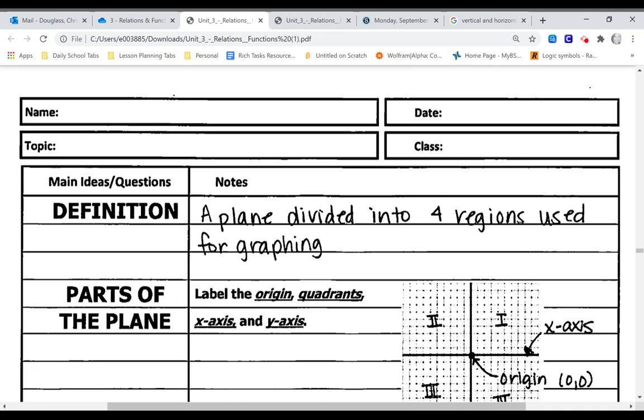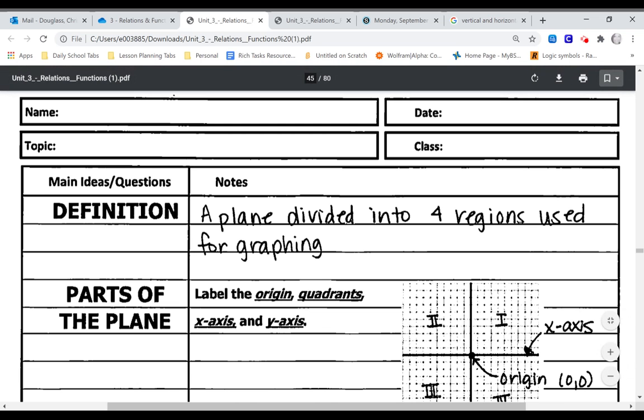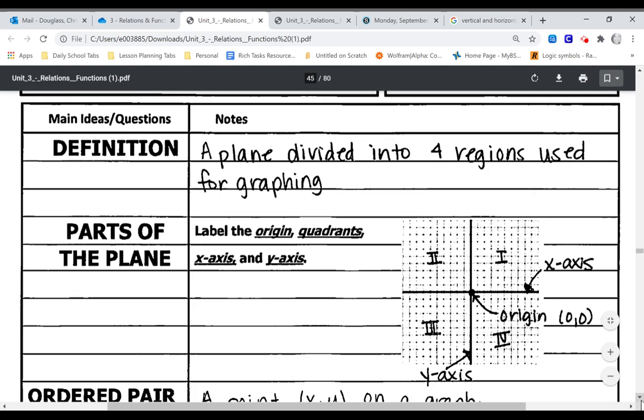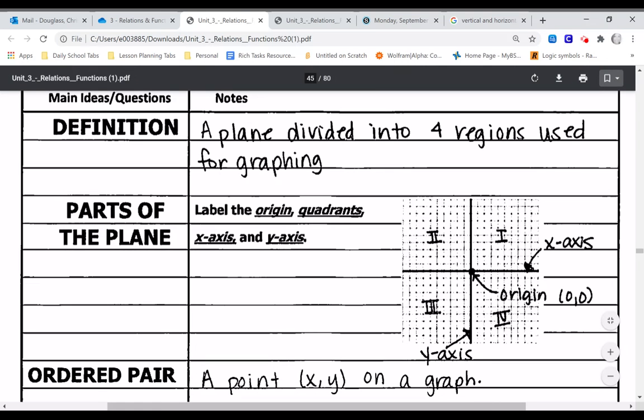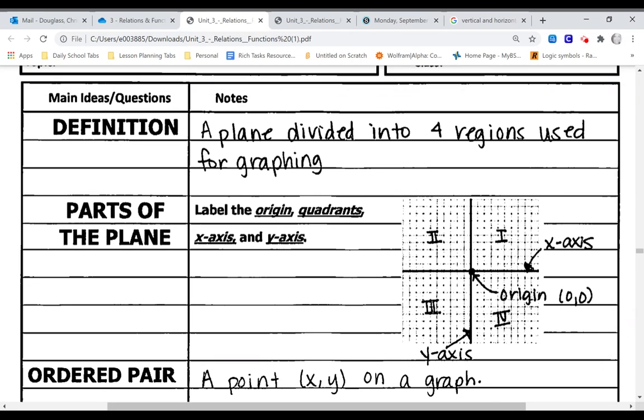We're going to talk about the Cartesian coordinate plane that we use to graph. So the definition of the Cartesian coordinate plane is a plane divided into 4 regions used for graphing. Take a moment to pause the video to write down the definition and also label the parts of the coordinate plane. When you've finished, resume the video.